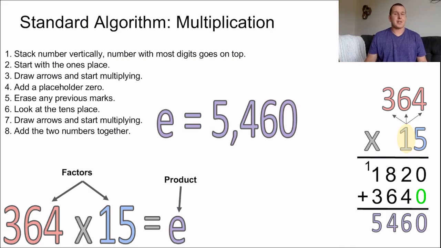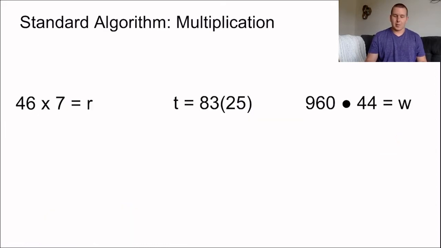Seems like there's a lot of steps, but as we get some more practice, this will become a lot easier. So let's move on to some practice problems. We'll start with something simple to get our brain warmed up. So we've got the bigger number, or the number with the most digits, on the top, 46. And then we've got the smaller number on the bottom. So we're going to multiply these two numbers.